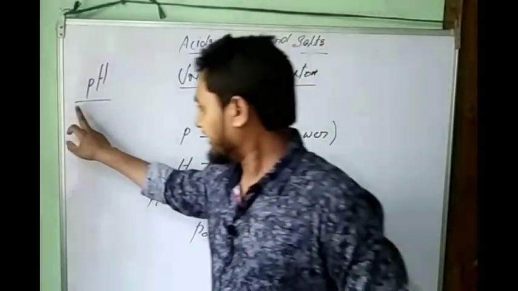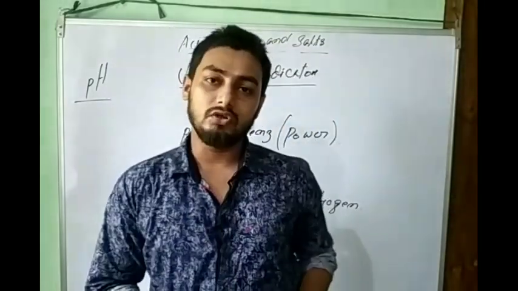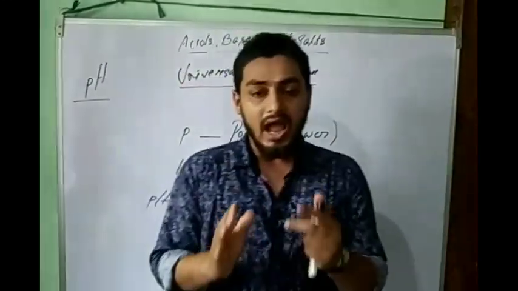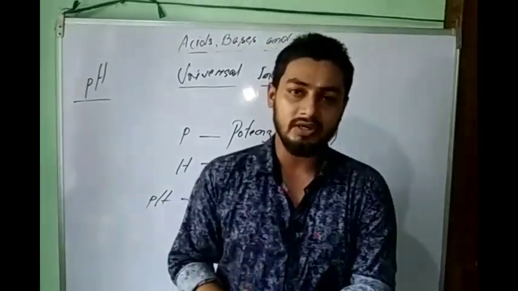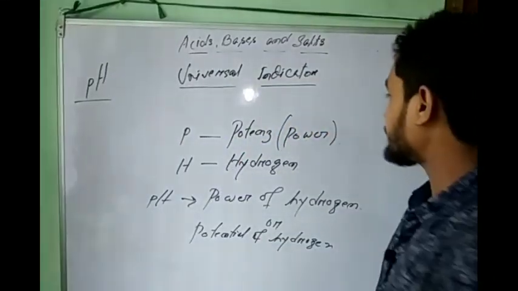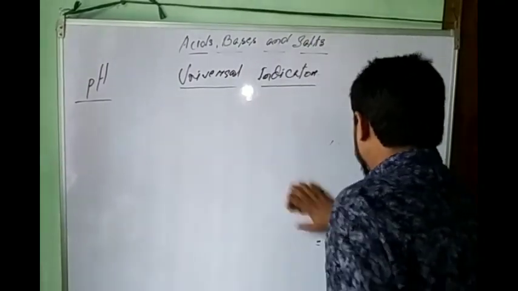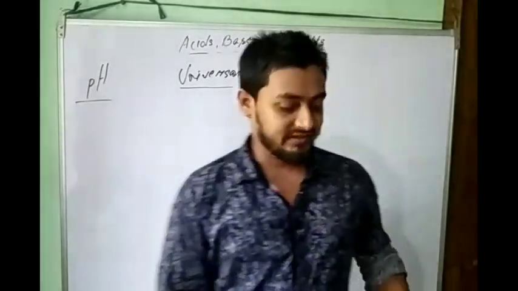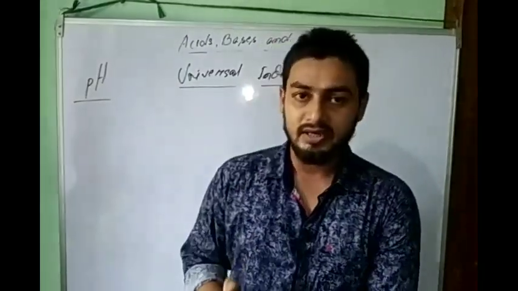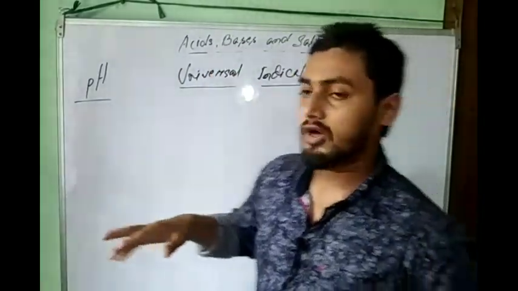But the specialty of this indicator is that it will give you information about the nature of the solution, as well as the strength of the solution. That means the acidity or the basicity of a solution you can determine with the help of pH. Now how does it work? pH helps to measure the hydronium ion concentration of the solution. The H positive ion present in the solution is measured, and with the help of this we can determine the strength or nature of a solution.